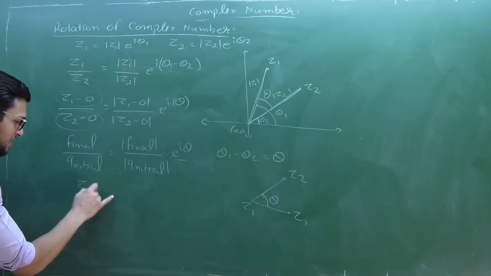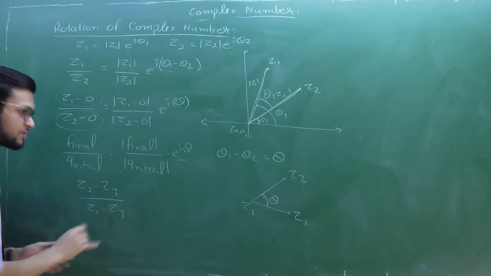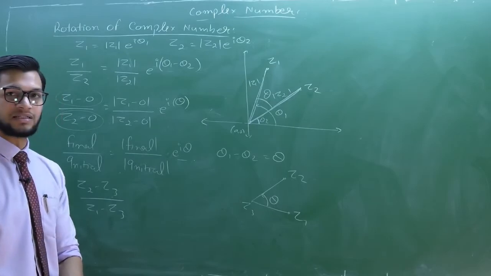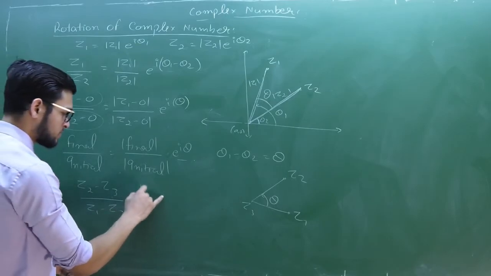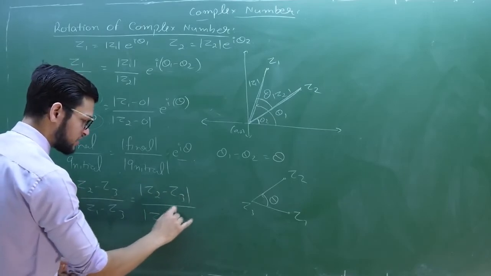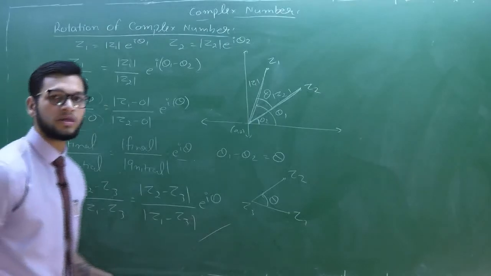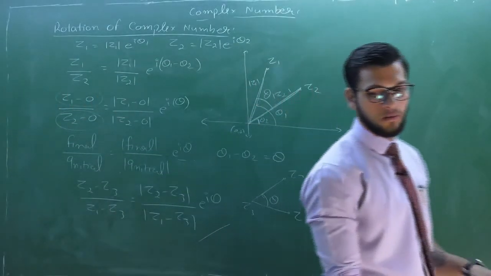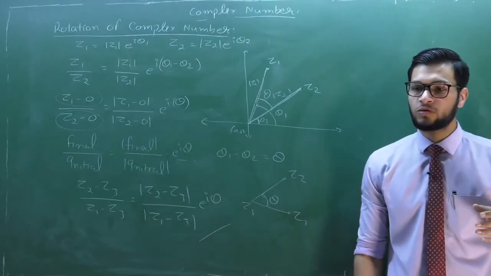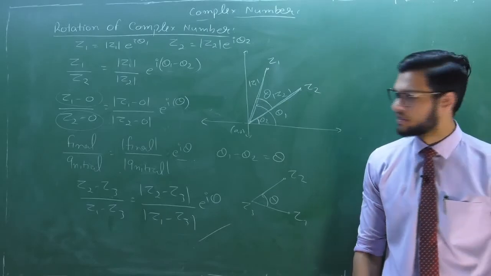Final is z2 minus z3 upon initial is z1 minus z3, which is equal to magnitude of final upon magnitude of initial and e to the power iota theta. So guys, please remember this formula only in this manner: final upon initial, which is equal to magnitude of final upon magnitude of initial and e to the power iota theta.